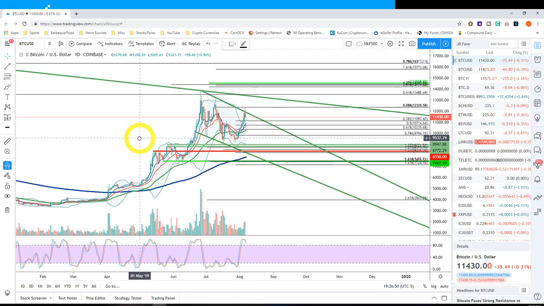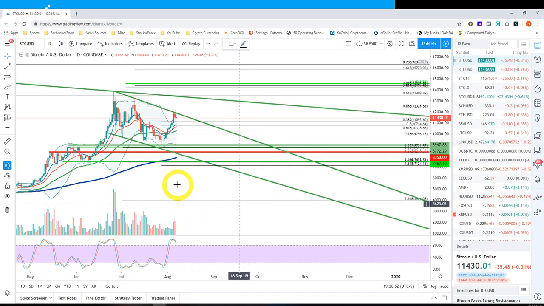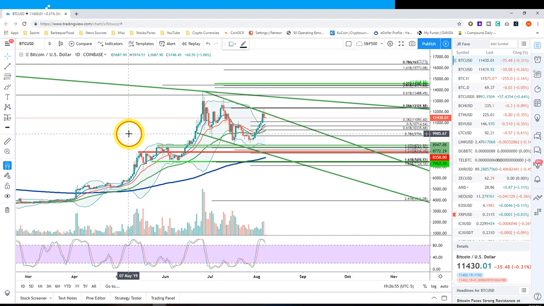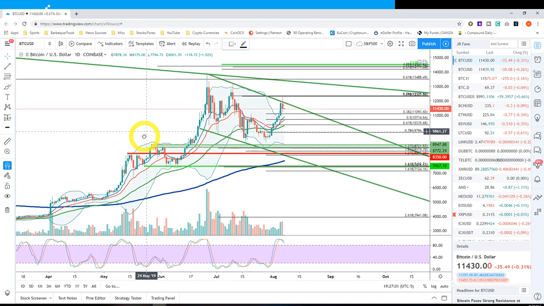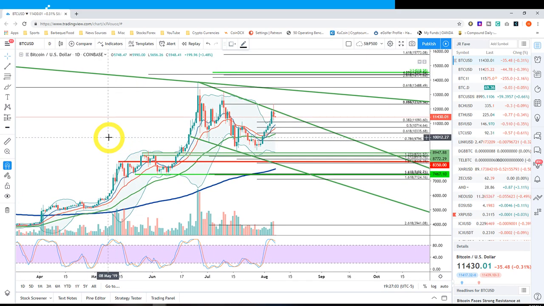But that's why it's always good to have some Bitcoin, no matter what, in your account. I mean, there's probably too many people that are just 100% in or 100% out. And you've got to have some in there. You just never know.